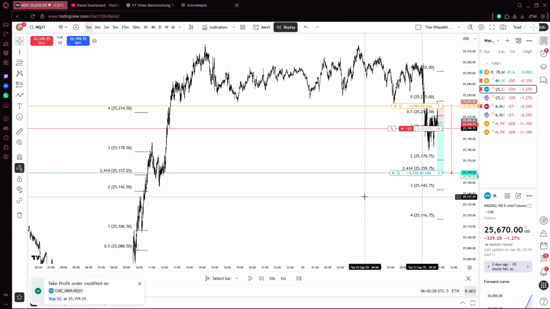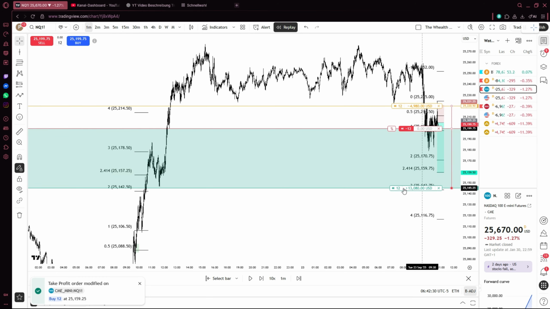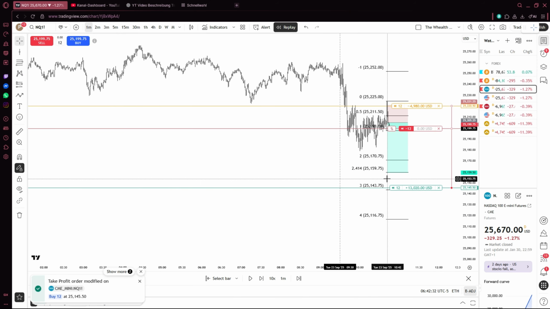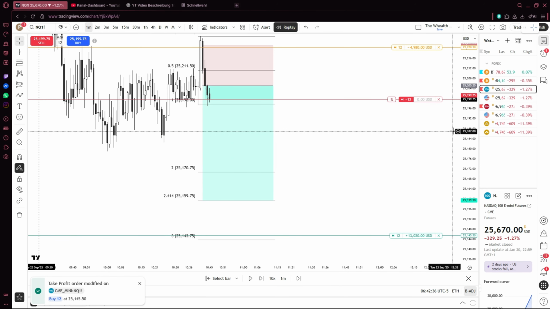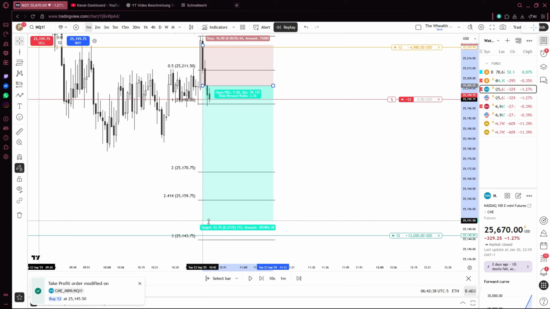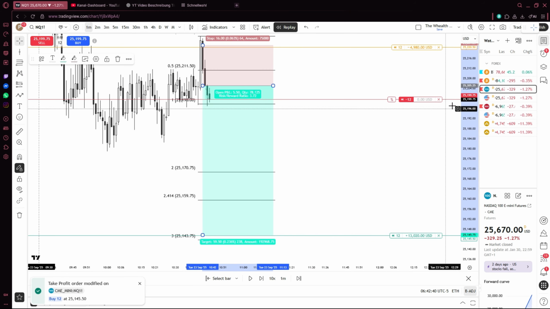Basically the 3 are perfectly overlining. I took it to the 3 because, as you can see, it's perfectly overlining with the liquidity to the left. I'm gonna take it away again.